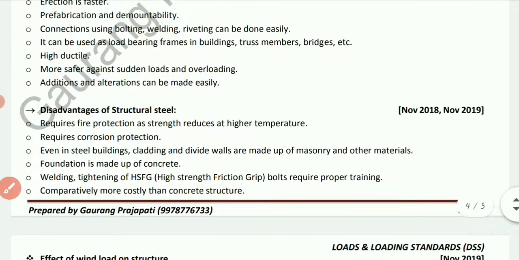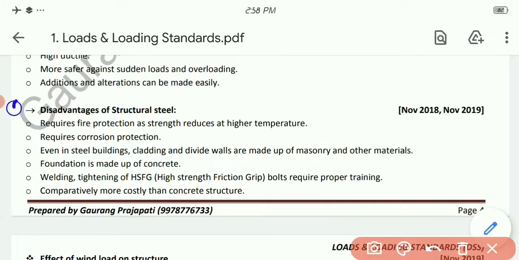Now let's discuss the disadvantages also. Disadvantages of steel structure. First one, it requires fire protection as strength reduces at higher temperature. Whenever the temperature rises, the tensile strength of the steel reduces. Then it requires corrosion protection, which is the biggest disadvantage of steel.